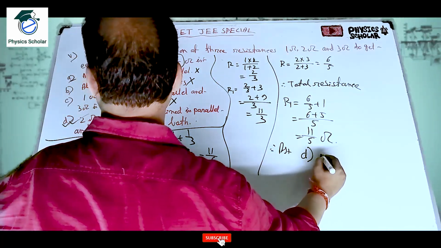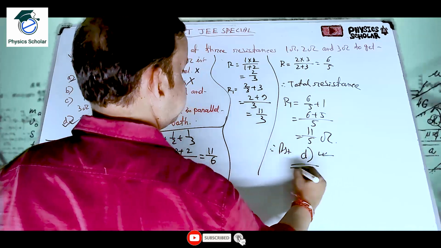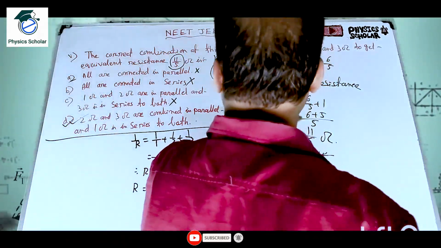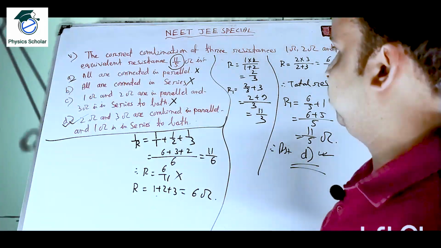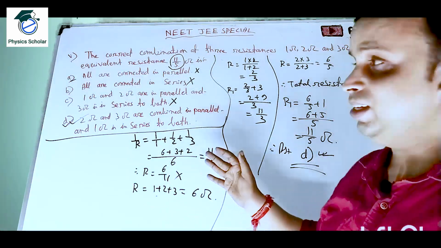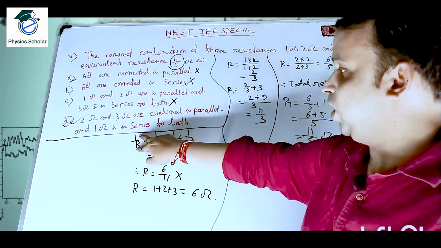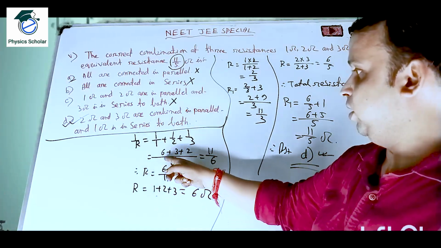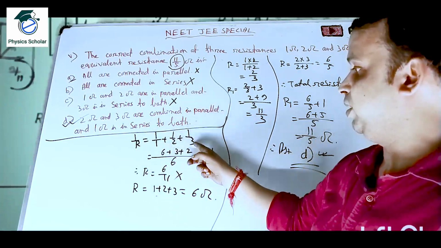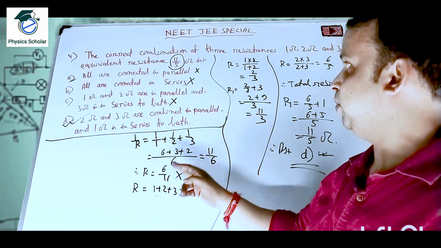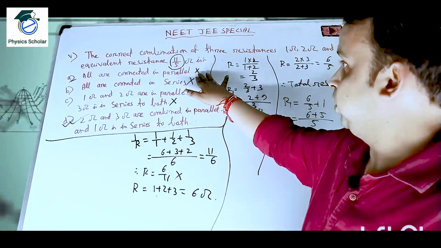Option D will be the correct answer. 11 by 5 we are getting. Now how to check the others? Very easy. If they are all connected in parallel, the reciprocal of the equivalent resistance will be 1 by 1 plus 1 by 2 plus 1 by 3, so 11 by 6. So R is equal to 6 by 11, which is not matching. So this option will not be correct.